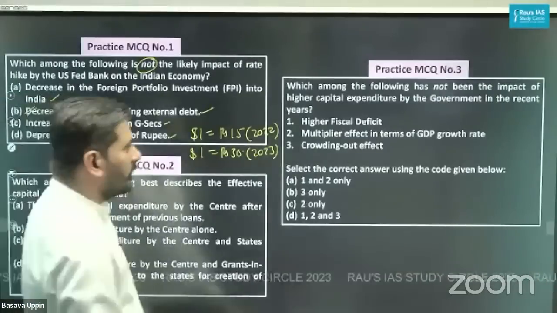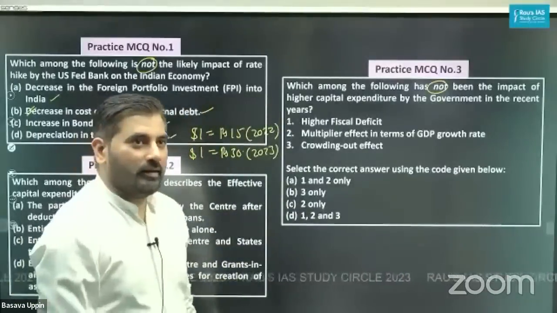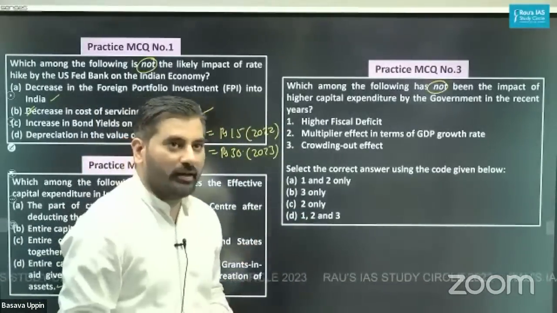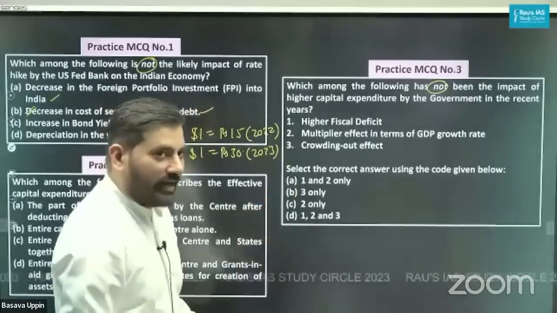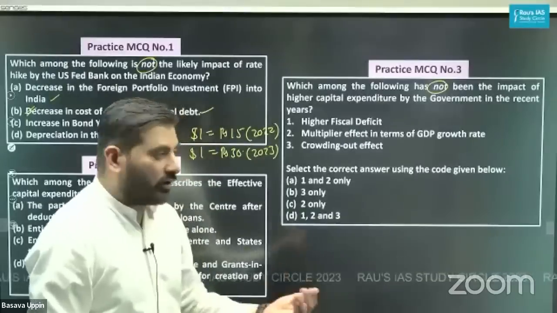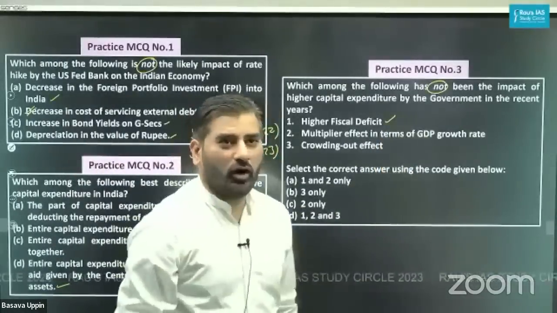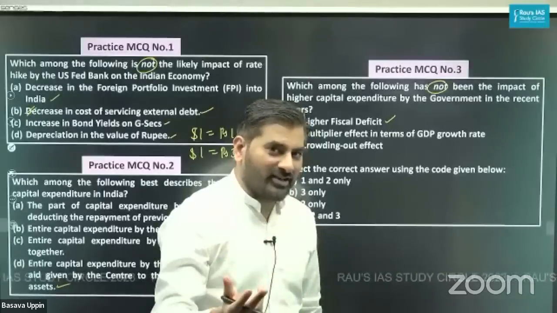Once again, focus on the word not. Which of the following has not taken place because of higher capital expenditure by the government? Good. So we have seen that because of higher capital expenditure of the government, what all has taken place? Fiscal deficit of the government has increased. Obviously, it's quite evident because to undertake higher capital expenditure, the government has to borrow more money.